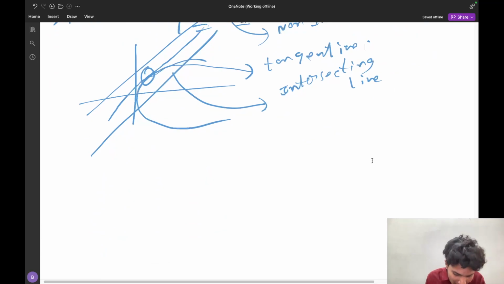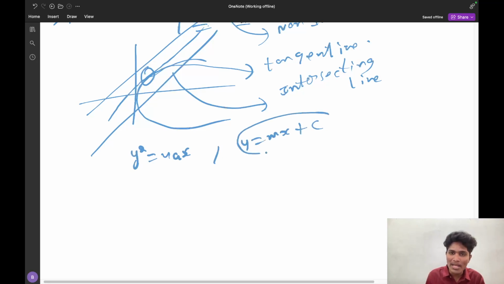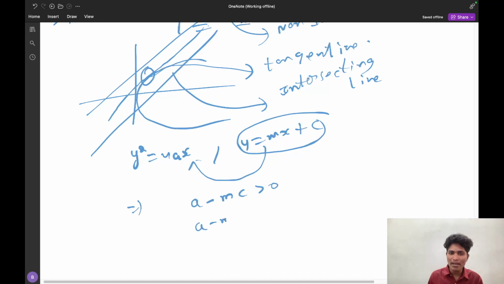There we get one condition. The given parabola is y square equal to 4ax, and let the line be y equal to mx plus c. In order to say y equal to mx plus c is tangent to the parabola y square equal to 4ax, what is the condition? The condition is a minus mc: a minus mc greater than 0, a minus mc less than 0, a minus mc equal to 0. If a minus mc is greater than 0, it is intersecting.